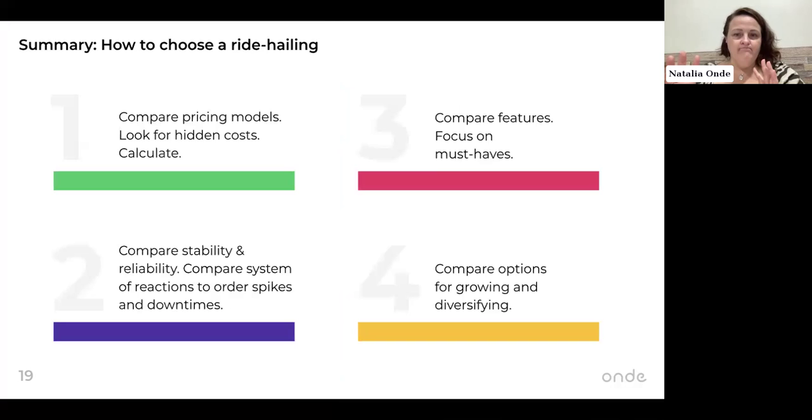So just to summarize what we've discussed: compare the pricing models, see if there are any hidden costs, and calculate your business plan to make the right decision. Pay attention to the stability and reliability of the platform. Really pay attention to whether the provider has a system of reaction and notification in place. Compare features and focus on those that are must-haves, not just a long list of everything. And compare who gives you better options for further growth, development and diversification if you have those plans.